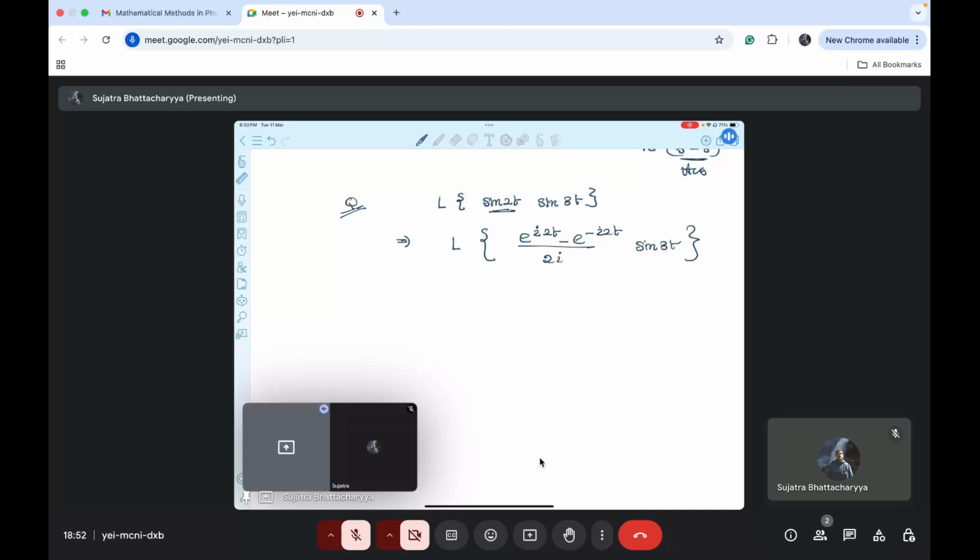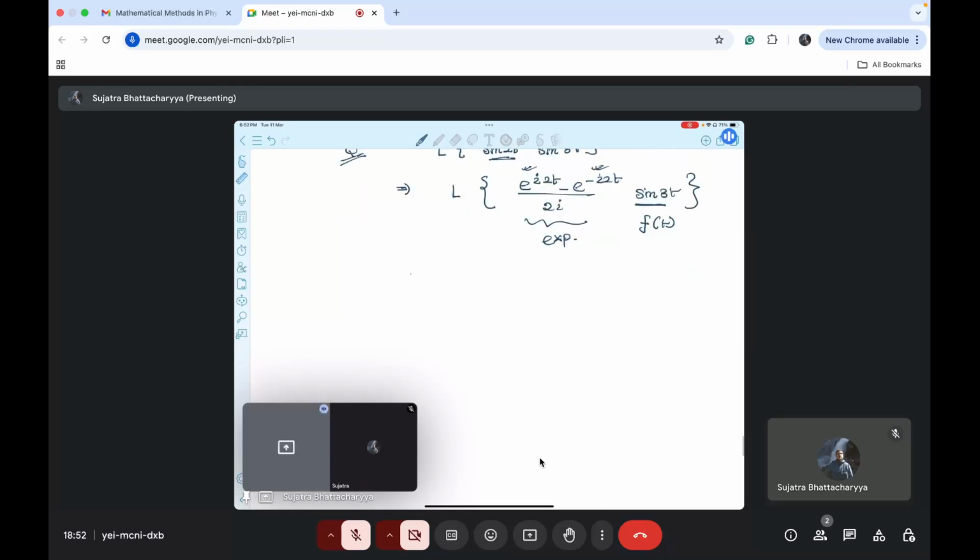Now you can clearly see that there is an exponential term here and there is a function here. So can I write this as some f of t and this as some exponential function? So this becomes the shifting property. This is heading towards the shifting property. Okay, so what I will do is that I take 1 upon 2 iota, which is a constant quantity for the time being. So L of e to the power iota 2t sine 3t minus L of e to the power minus iota 2t sine 3t. That's all. So you can clearly see that the shifting property can be applied.